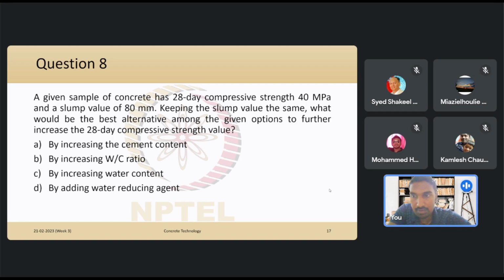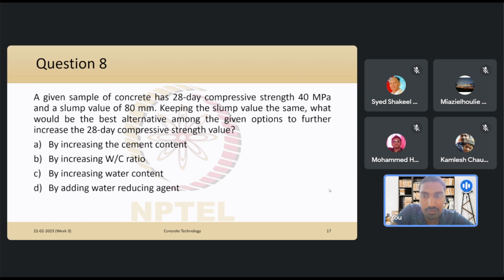So that is correct. Option D is right, by adding water reducing agent, but it's not precisely what we are looking for, right? So can anyone identify what is wrong with option D? Among the 4 options, D is right, but it is not precisely stated for the problem requirement. Can anyone identify that? You can use the chat or unmute yourself and answer it.